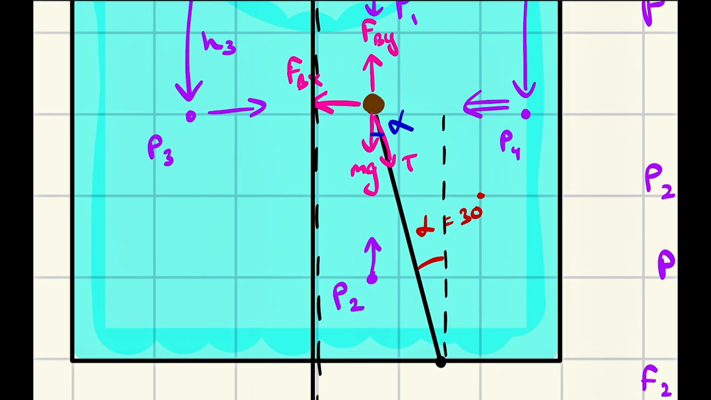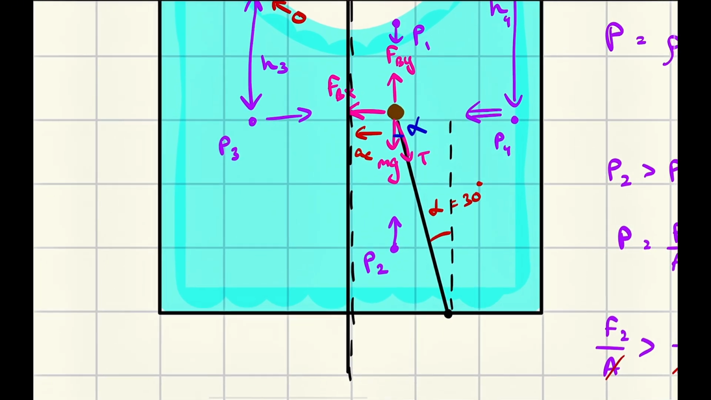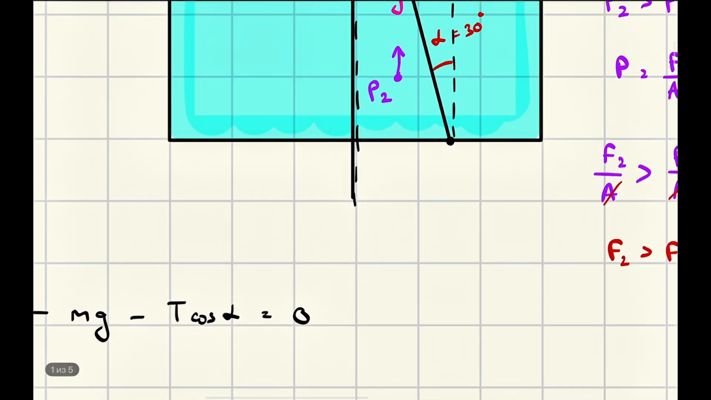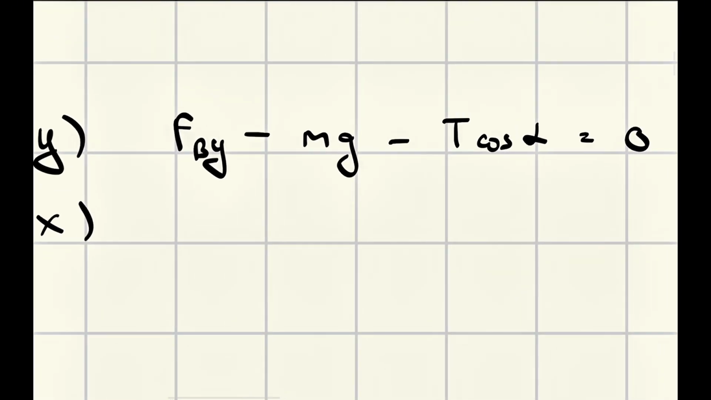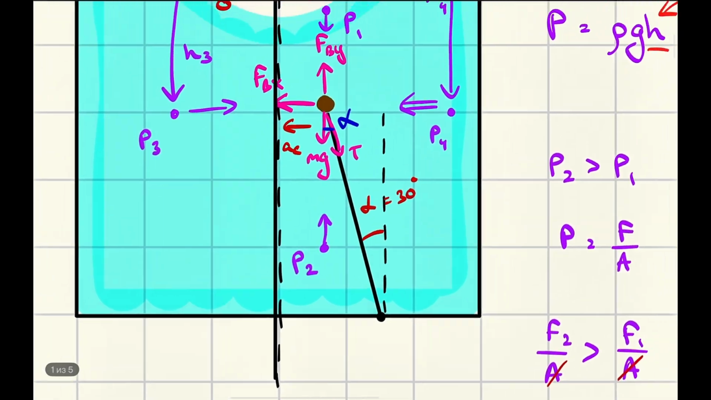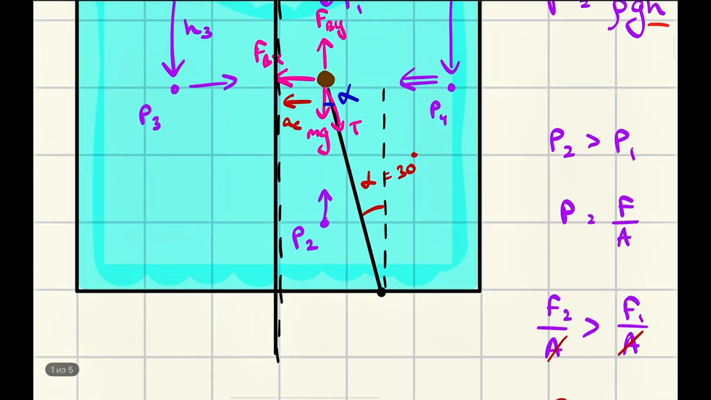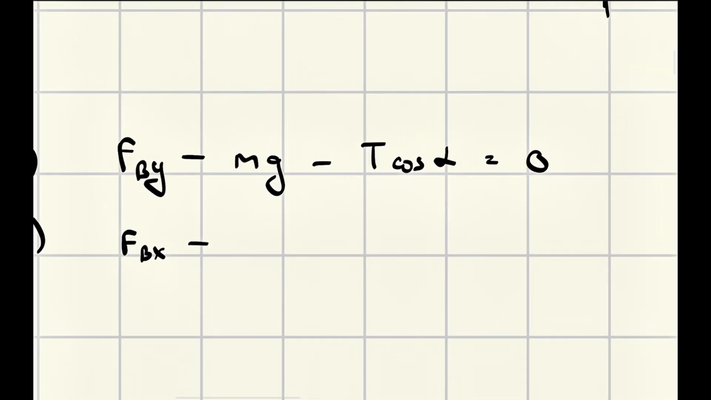So let me draw it like this. This is our centripetal acceleration. So you can see that our FBX is directed towards that centripetal acceleration. That's why we need to write it first. It would be positive because it looks towards the centripetal acceleration, yeah? So it would be our FBX minus what is opposite to it. It's, of course, the horizontal component of tension force, which is T sine alpha equals m a_c, yeah, centripetal acceleration.